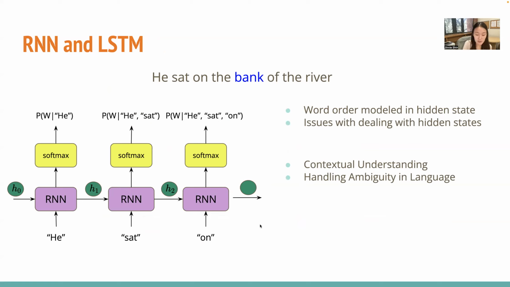So word order is a crucial aspect of language understanding, and in RNN and LSTM, this is captured in a hidden state. Hidden states are a form of memory that holds information about the sequence of words that has been processed so far. As the network processes each word, the hidden state is updated, thus encoding the word order and the contextual information that each word derives from.